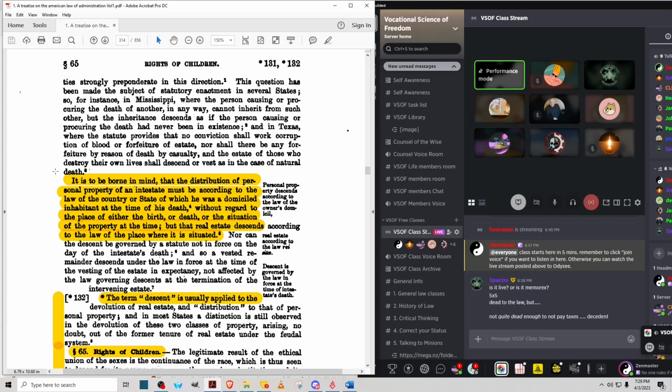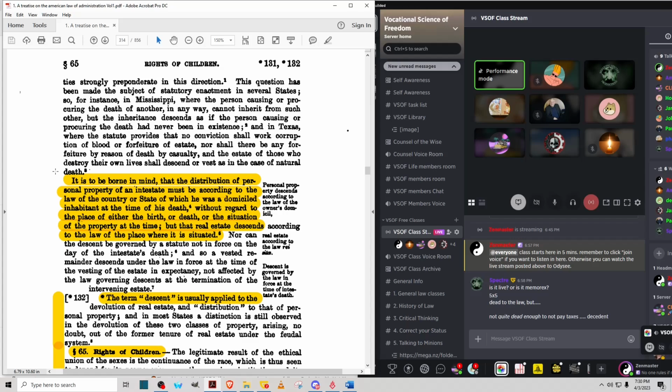Okay, so skipping down to page 314. It is to be borne in mind that the distribution of personal property of an intestate, again, one that doesn't have a will, must be according to the law of the country or state of which he was a domiciled inhabitant at the time of his death, without regard to place of either the birth or death or the situation of the property at the time. But that real estate descends to the law of the place where it is situated.